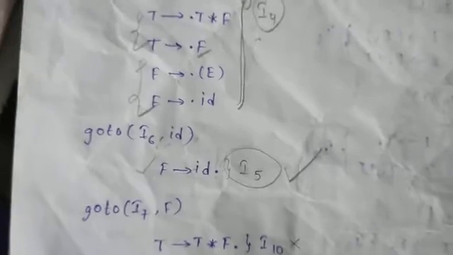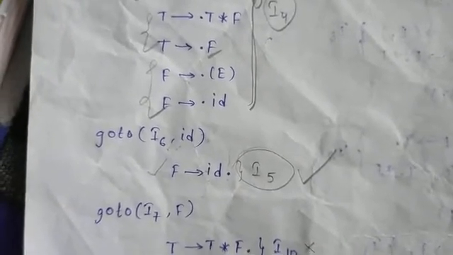For that reason you need to just number it I5. Why? Because it already exists as I5. The same productions will be there. For that reason it will be numbered as I5. Next, after completion of this entire I6, we will go for I7.